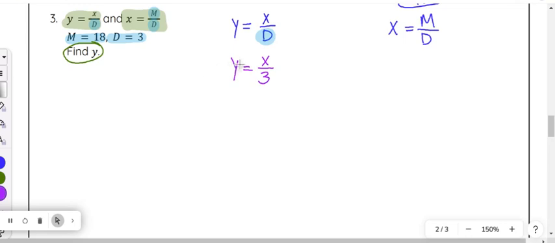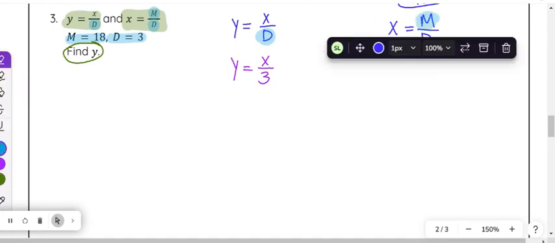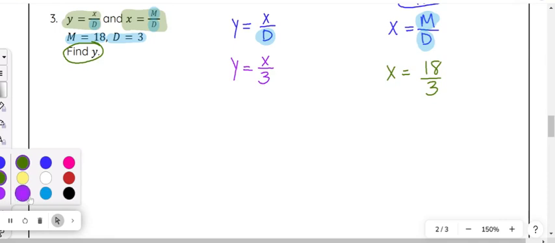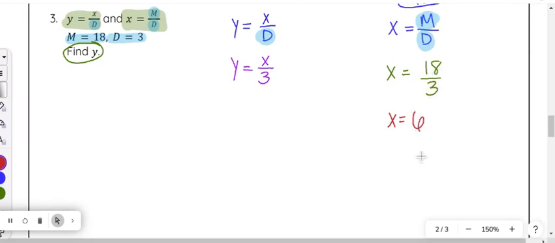Now, because there's 2 variables, we're not going to be able to solve that equation quite yet because we would need another variable, either x or y, in order to be able to solve for the other remaining variable. But we have this second equation. In that second equation, we can plug in for m and for d because we know both of those values. So we have x equals m, which is 18, over d, which is 3. We can solve for x. So x is going to be equal to 18 divided by 3. 18 divided by 3 is 6. So that gives us 6 for the x value.